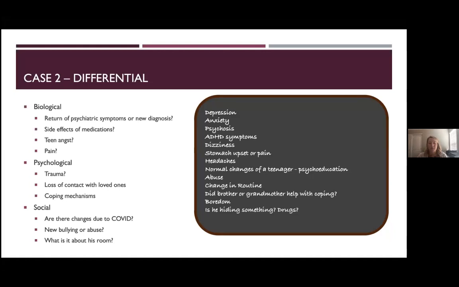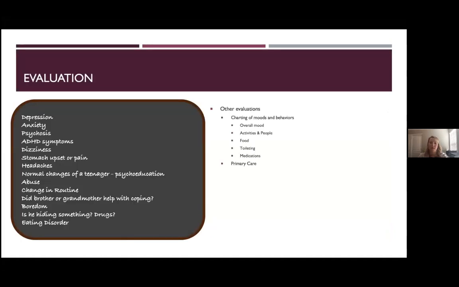But I also have to wonder, is he hiding something? Is that why he's in his room all the time? Is he using drugs, or does he have some sort of eating disorder? So we take this evaluation, and I really want more information. So the family and caregivers did a behavior chart, including mood, activities he's doing, people he's around, what he's eating, when he's going to the bathroom, and when he's taking his medications.